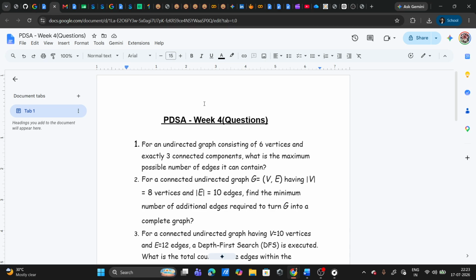The first question says: for an undirected graph consisting of 6 vertices and exactly 3 connected components, what is the maximum possible number of edges it can contain? So we have an undirected graph which has 6 vertices and exactly 3 connected components.